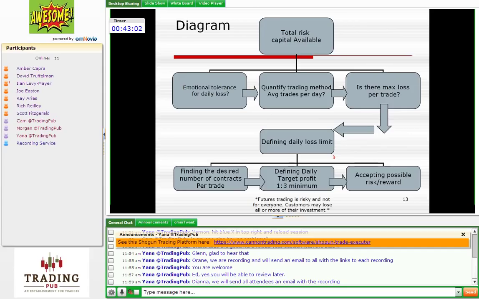Okay, so let's go over it again, just to give you the diagram of how I reach the daily loss limit, which is a big concept. You can scroll through it for a second while I take a 30-second break here, and I'll be right with you.